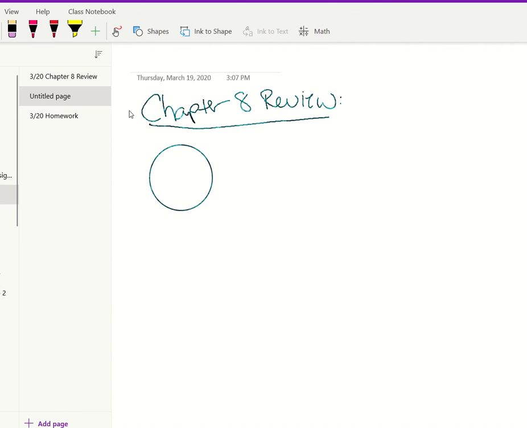We're going to do pink again, and we're going to look at chords. We have this as a chord, but remember, it's also called what? If you said diameter, you were correct. That is a diameter. The diameter goes from one end of the circle to the other end of the circle, but it crosses through the center. It has to cross through the center.